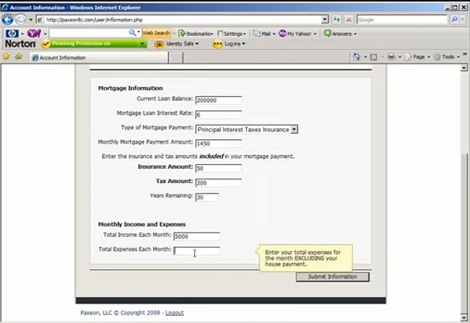And then we need to know about your expenses. These are household expenses excluding your house payment. So in this case, we'll say your household expenses are $3,000. Okay, once you've put all this information in, you're going to click Submit.